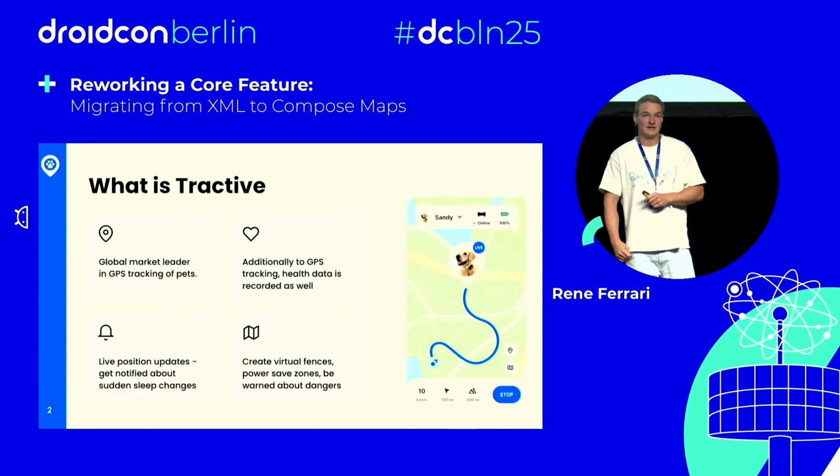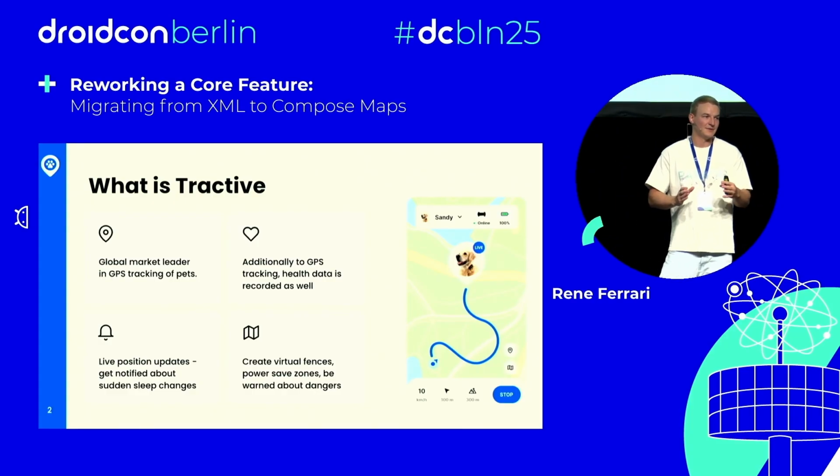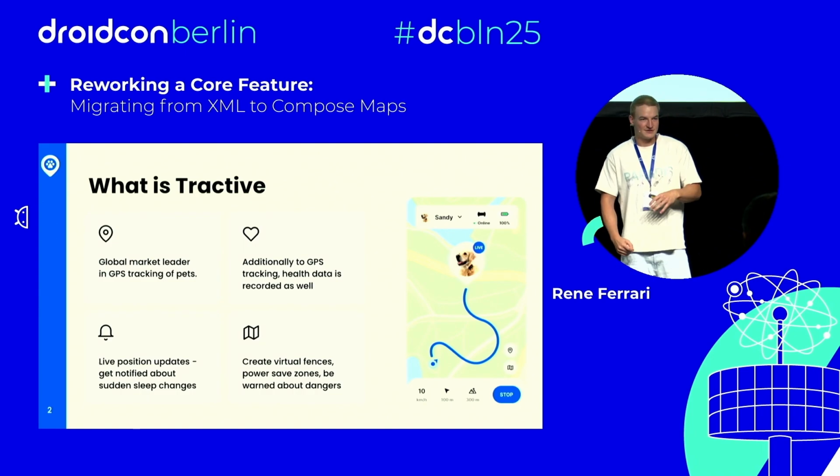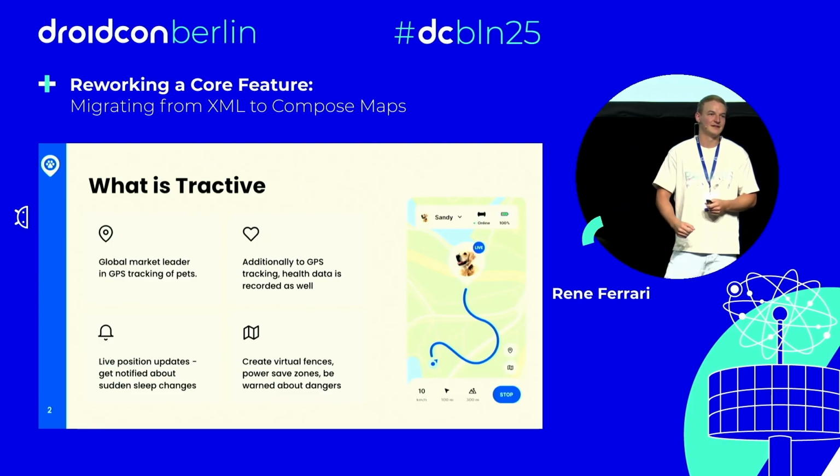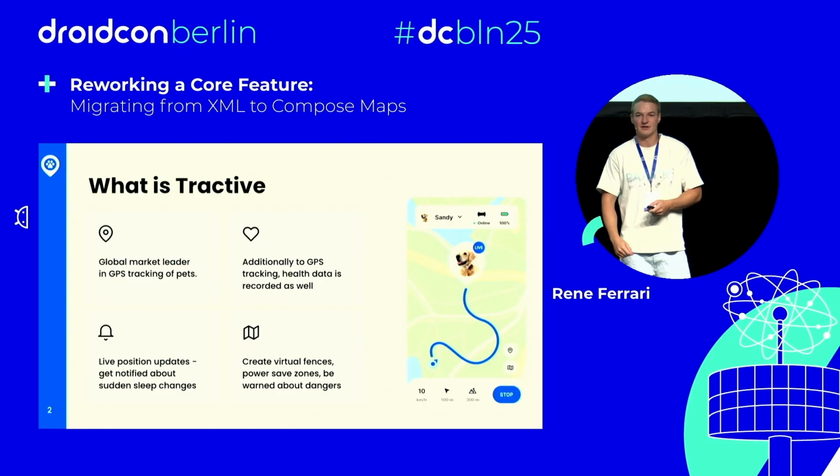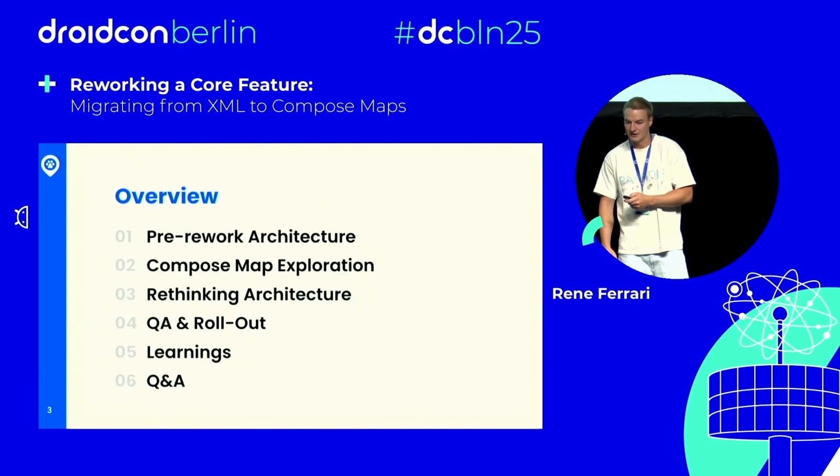And furthermore, you can create virtual fences on the map. You will get notified if your pet leaves that area, or you can set up power save zones for additional battery life, or you can be warned about dangers that are close by. So if you go for a walk with your pet and you see someone laid out poison baits or similar, you can see that on the map as well.